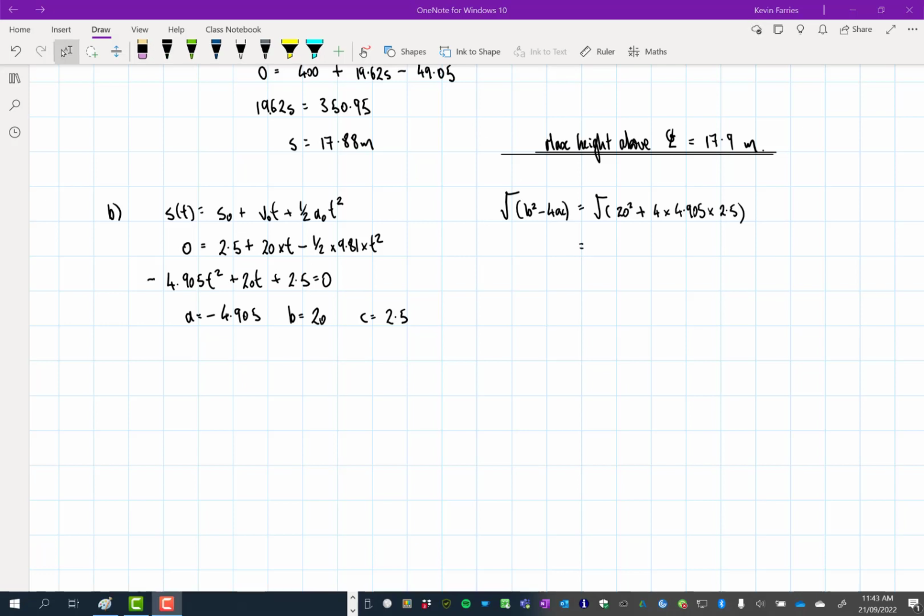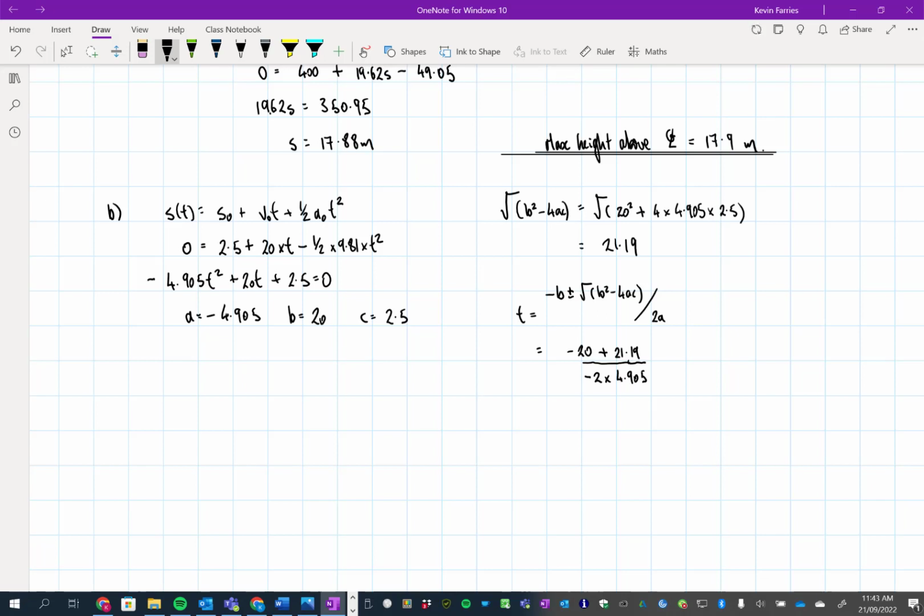It's 21.19. So that's what that equals. And so then we use our formula. The solution of this is going to be t, because it's not x, it's a t this time, equal to negative b plus or minus the square root of b squared minus 4ac all over 2a, which is going to be minus 20 plus 21.19 over minus 2 times 4.905, so just taking the negative out to the front.